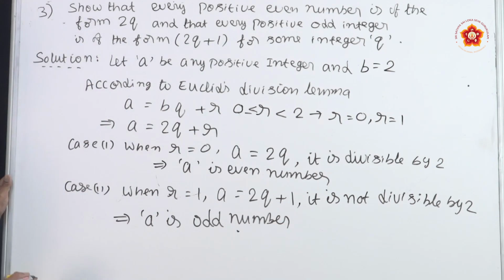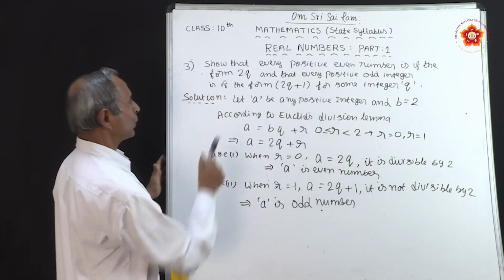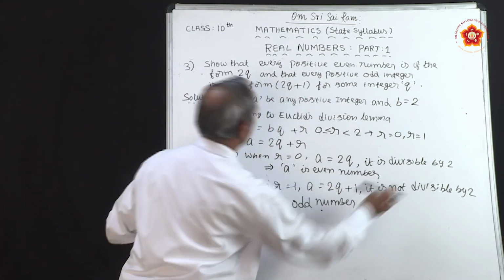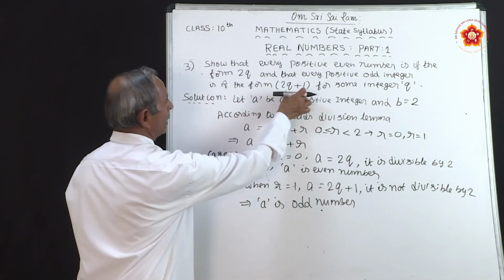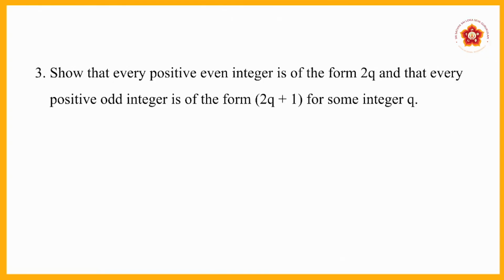Therefore, the number is in the form of 2Q or 2Q plus 1. If it is in the form of 2Q, then it becomes an even number. If it is in the form of 2Q plus 1, it will be an odd number. That is the solution for the third question.